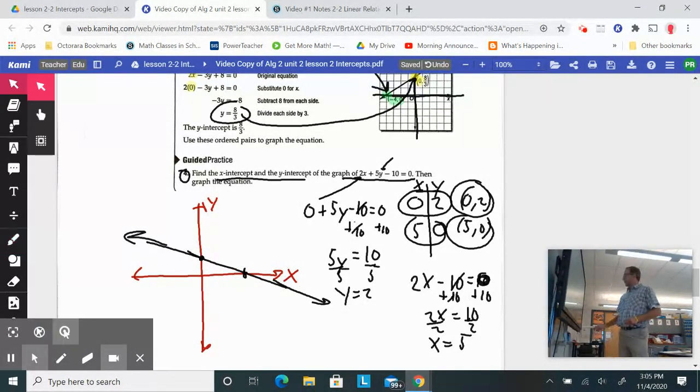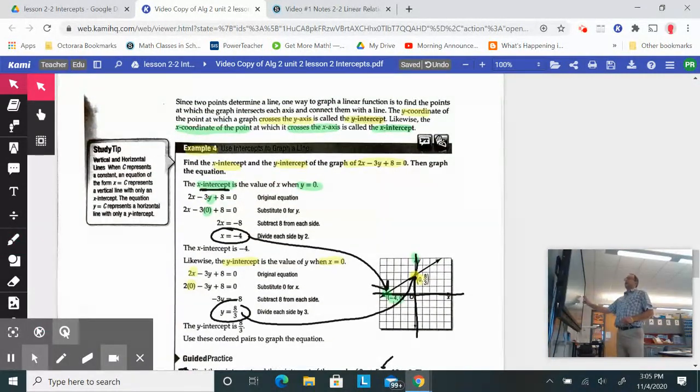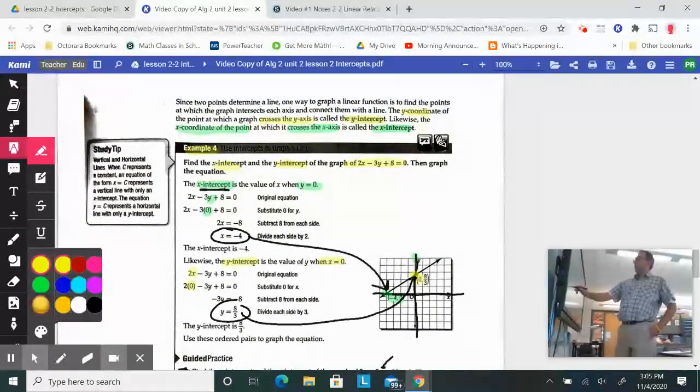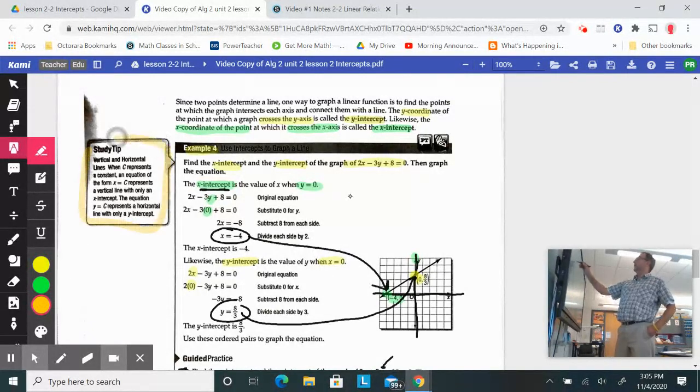Okay, the last thing I want to talk about is something that's found in the study tip section right here, on the left-hand side. And this is all in your textbook. All this is in your textbook. It's great, man. This is lesson 2.2. It says vertical and horizontal lines. Let's see, study tip. Talking about vertical and horizontal lines.